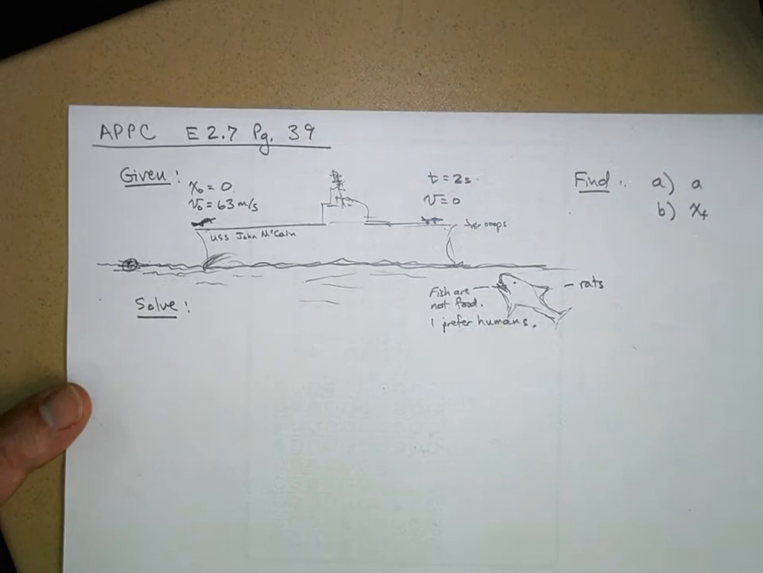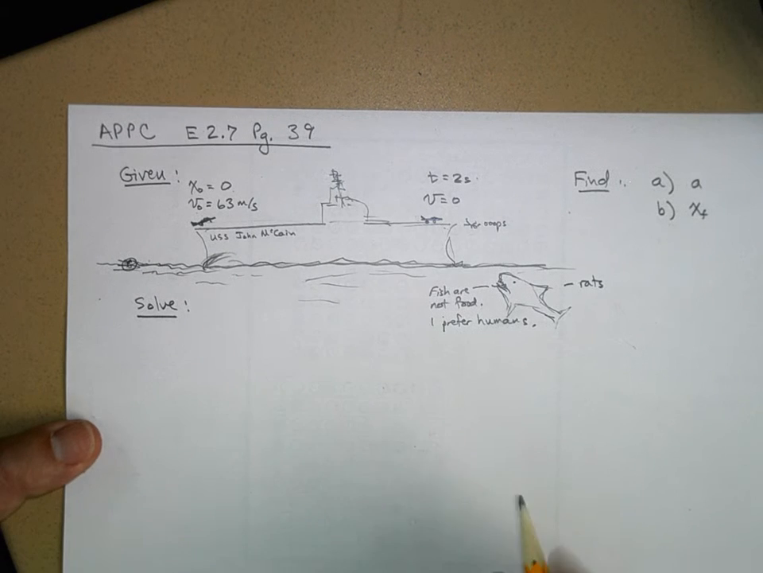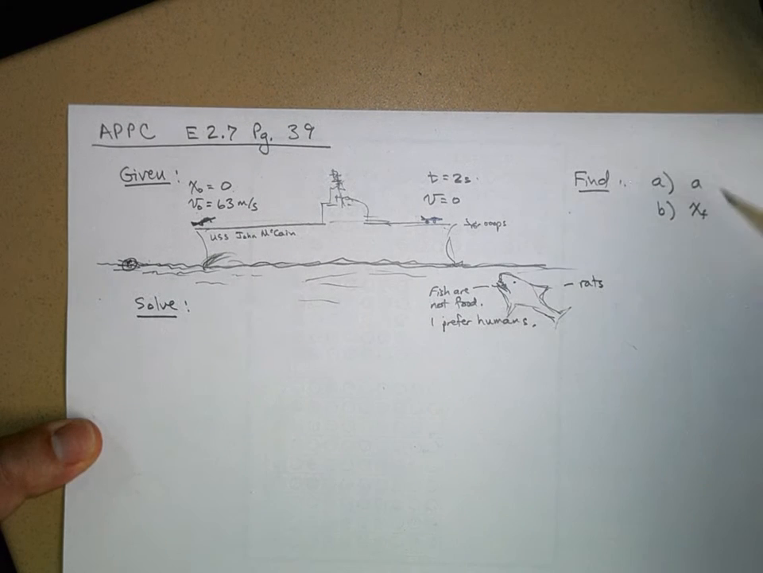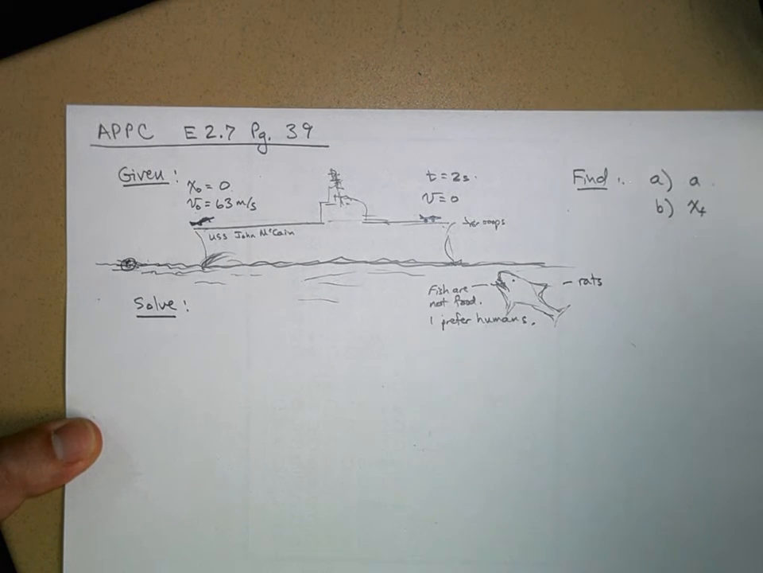Now look for that when you're doing a problem. It says it brings it to a stop. They're not saying the final velocity is 0. You have to understand that. You have to read the problem and say, okay, that means that my final velocity is 0. Okay, so in part A, we want to know what is the acceleration, and part B, what is the final position. So let's solve it.